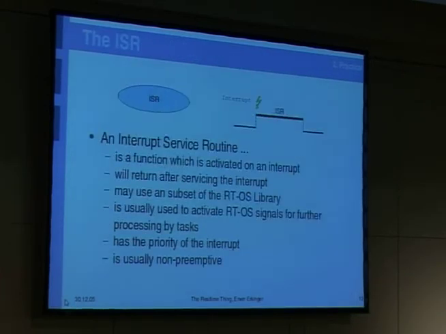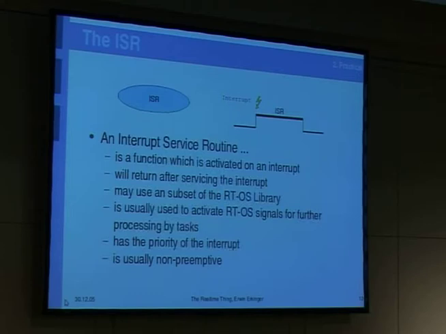So the interrupt service routine is one of the core concepts, one of the important concepts of a real-time system, because basically it's the function where you get control out of order, which means an interrupt occurs, you can react to it, or the real-time system can decide to ignore it.